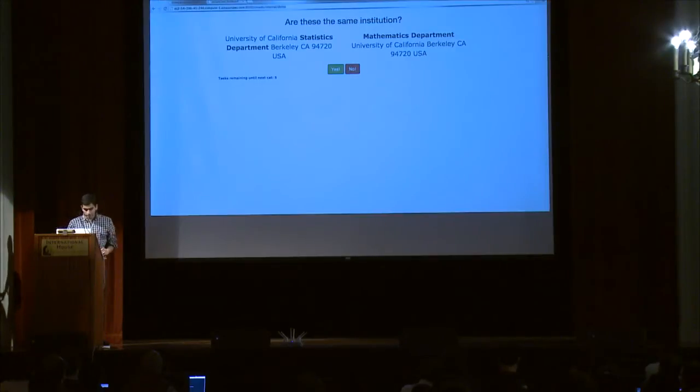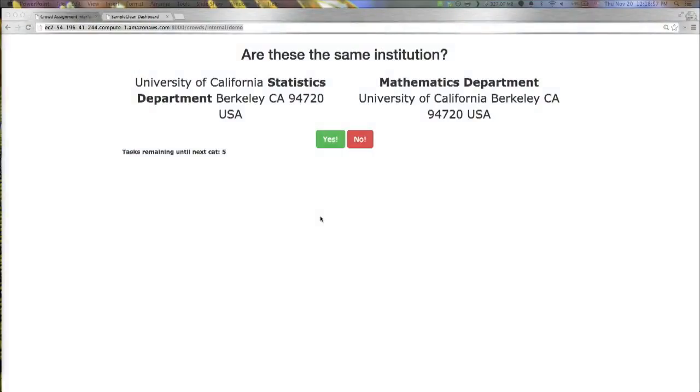So the basic idea is you're going to see a screen something along the lines of this. You're asked the question, are these the same institution? And you'll get two strings, something like University of California, Statistics Department, Mathematics Department, University of California. And if two strings refer to the same institution, so that means they could be different departments, we consider them the same.